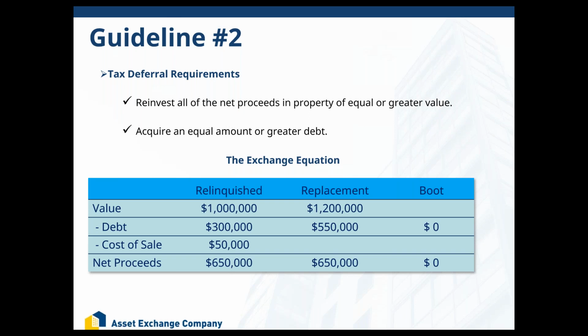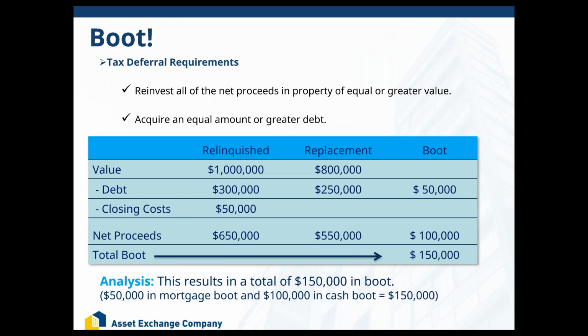Now, what if they wanted to do this? Out of the $650,000, they may say, we don't want to use all of that towards buying our replacement property. We want to take $100,000 out of the proceeds, and we want to put that in our pocket.